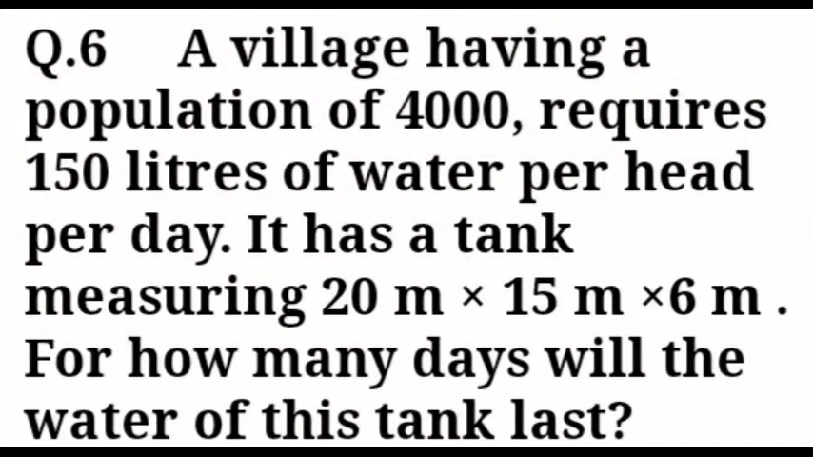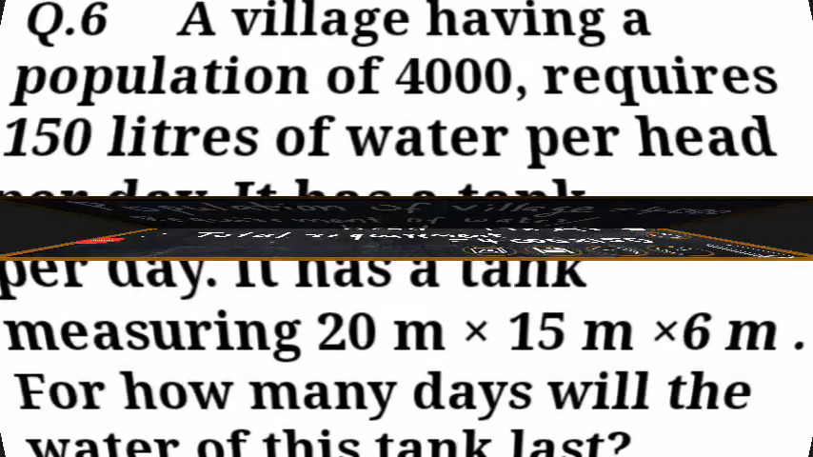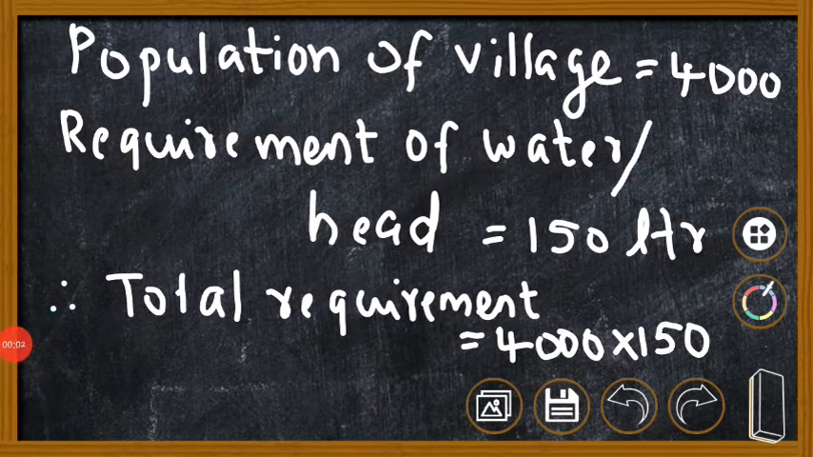A village having a population of 4,000 requires 150 liters of water per head per day. It has a tank measuring 20 meter by 15 meter by 6 meter. For how many days will the water of this tank last? Here, what is the population of the village? It is given that a village has a population of 4,000 and 150 liters of water is needed for one person. So for one person, 150 liter of water is needed.